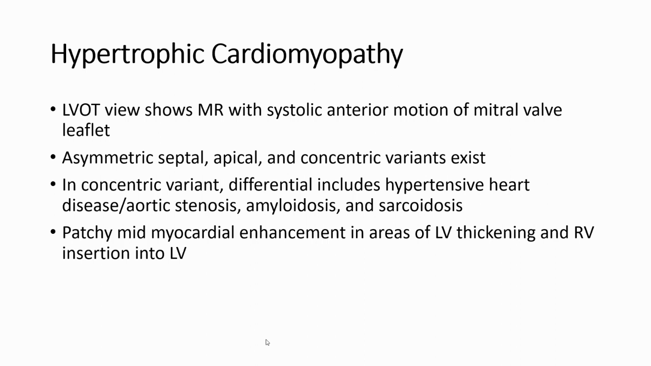Another cause is hypertrophic cardiomyopathy, with left ventricular outflow obstruction, usually with systolic anterior motion of the mitral valve. Asymmetric septal, apical, and concentric variants exist. In the concentric variant, differential includes hypertensive heart disease, aortic stenosis, amyloidosis, and sarcoidosis. Delayed enhancement shows mid-myocardial enhancement in areas of left ventricle thickening and at the right ventricle insertion into the left ventricle.